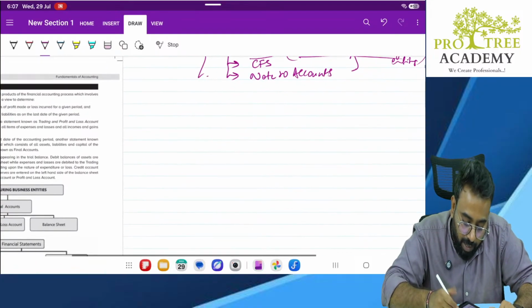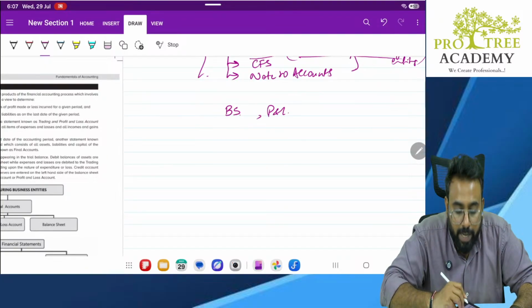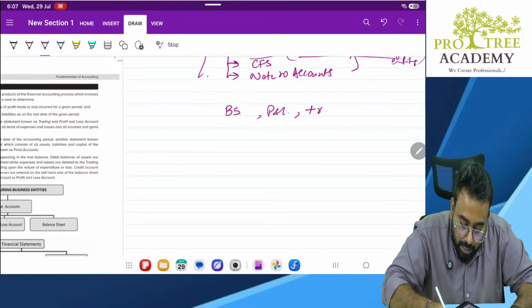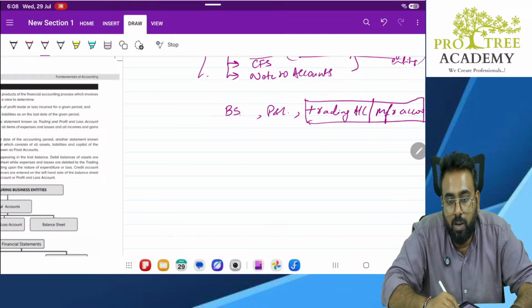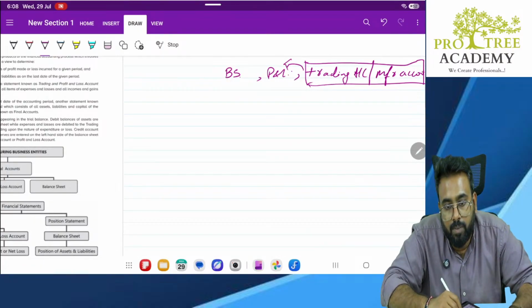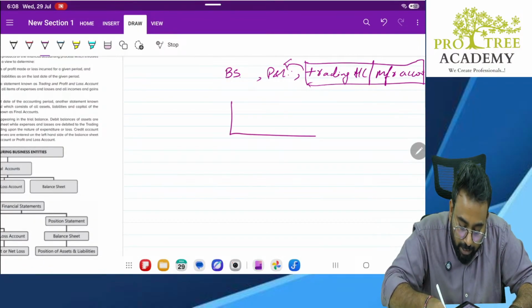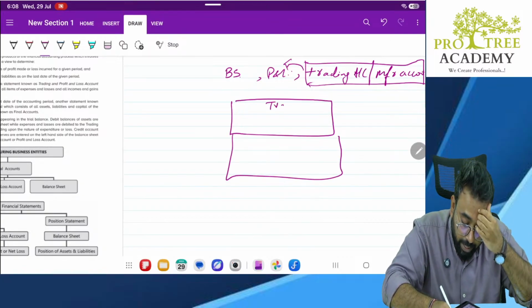So in this chapter, we will mainly deal with preparation of the balance sheet, preparation of the P&L account, and there is something called the trading account or manufacturing account. Sir, is this a separate account, trading account and manufacturing account? No. Trading account or manufacturing account is not separate. It is part of P&L. First there will be the trading account, then comes the P&L account.